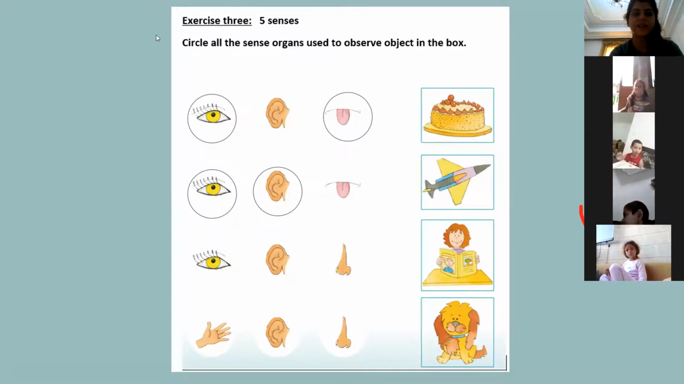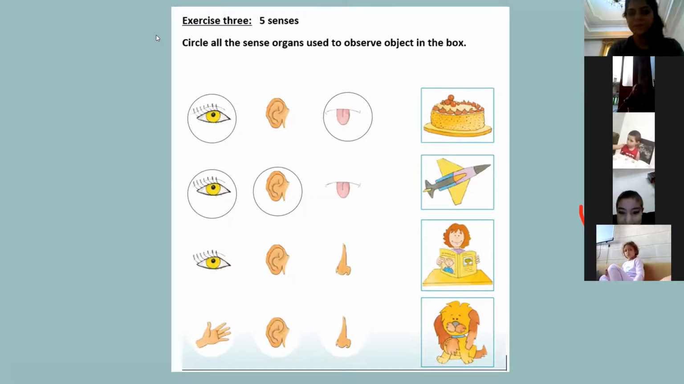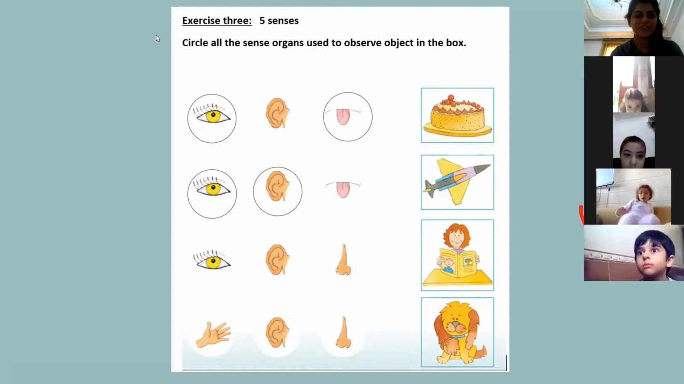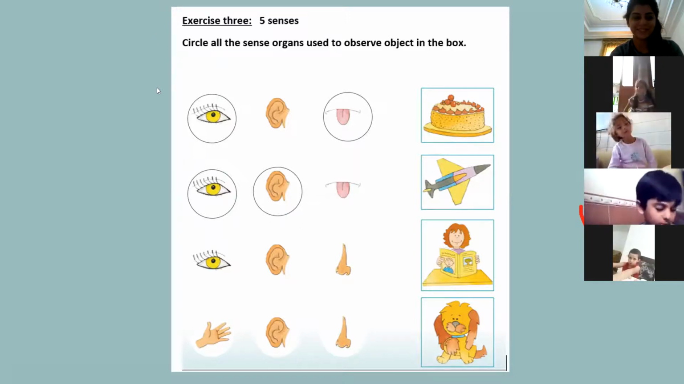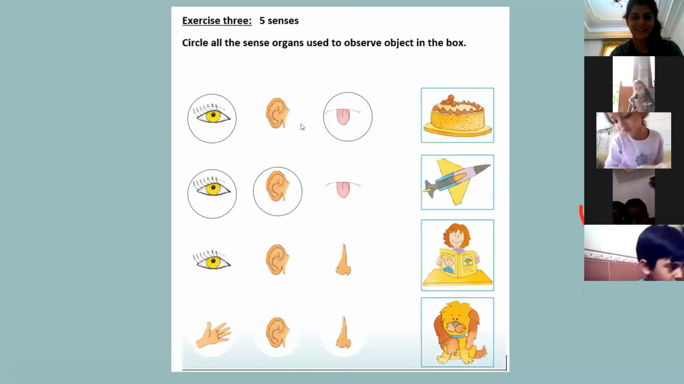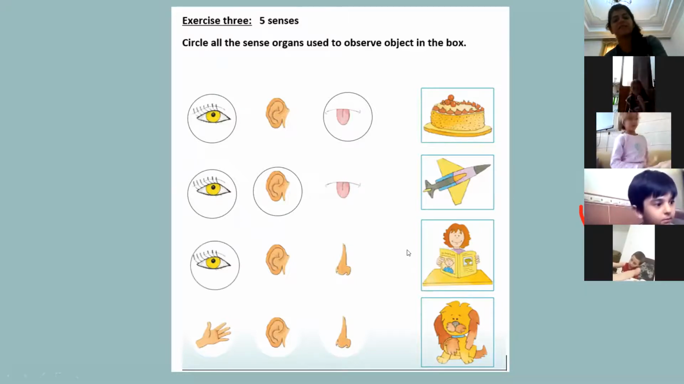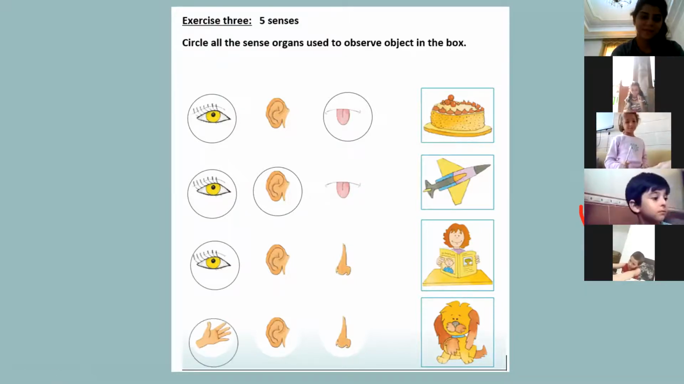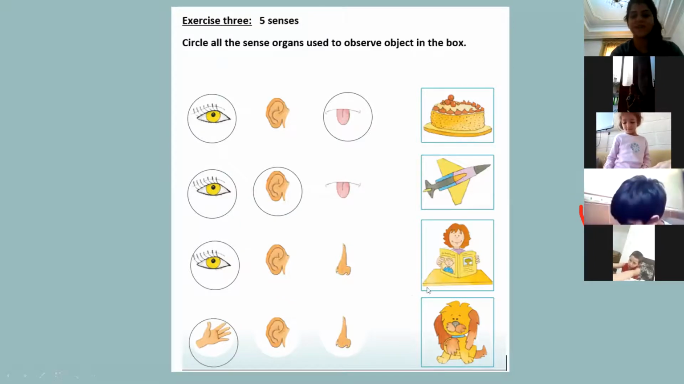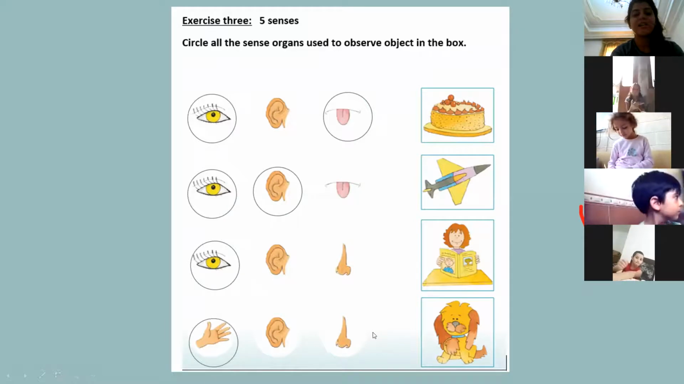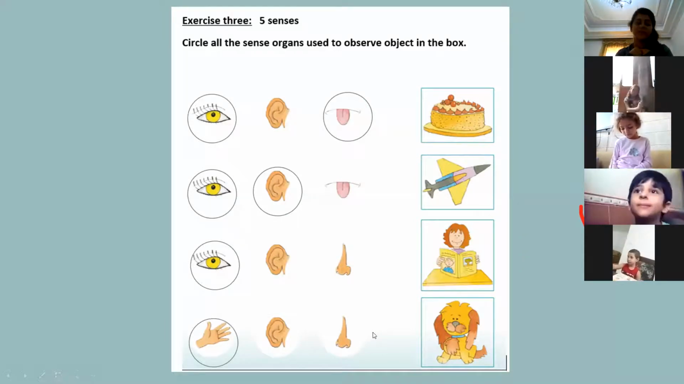The girl. What are the sense organs to observe the girl reading? Do you smell her? No. What do you do? We see. I see and we see. I only see the girl reading.